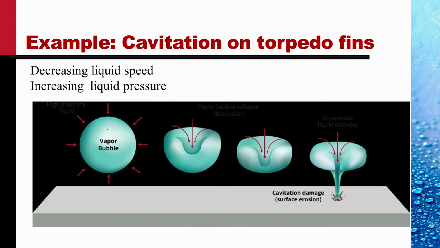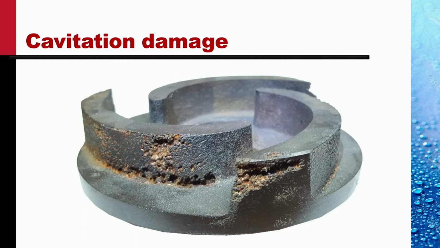This causes surface erosion. This picture denotes the cavitation damage done on the impeller of a water pump. I couldn't find an image of the damage done to the torpedo fins, but the damage is quite serious, and this is an example of the damage done.